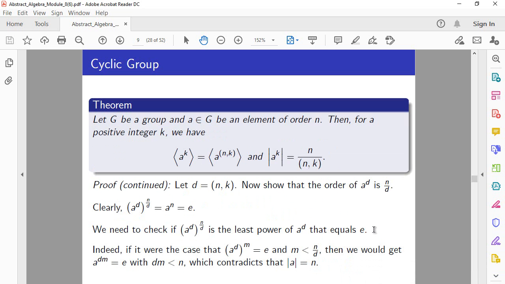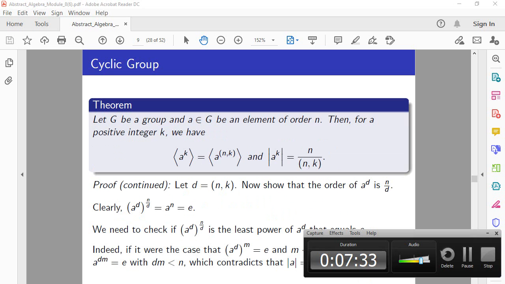Okay, so let me stop here because we already have 7 minutes here. In the next video, we'll be looking at a couple of consequences of this theorem.